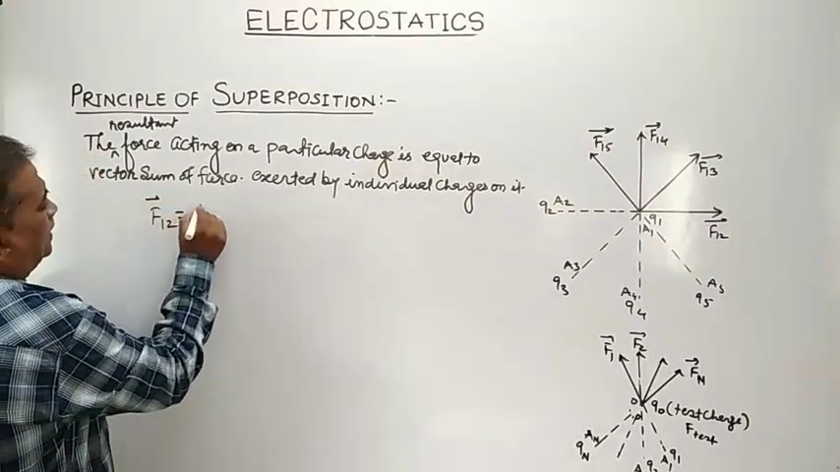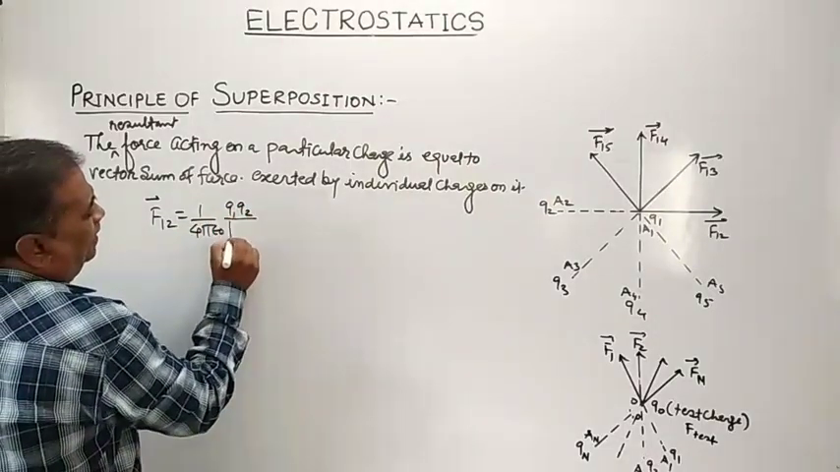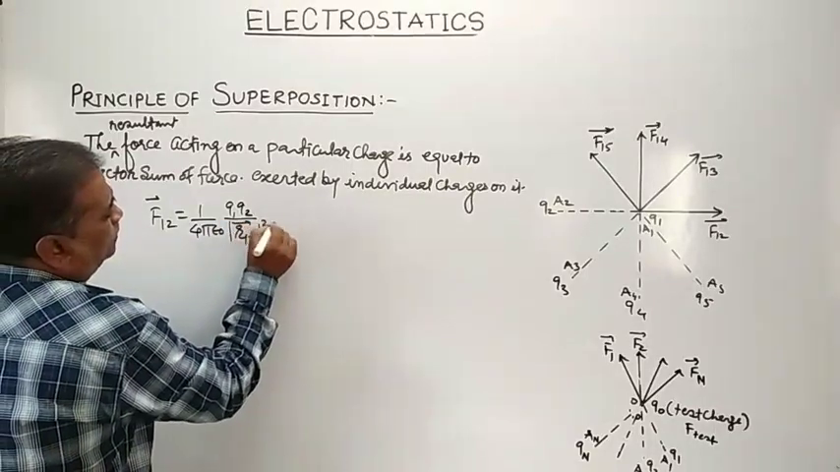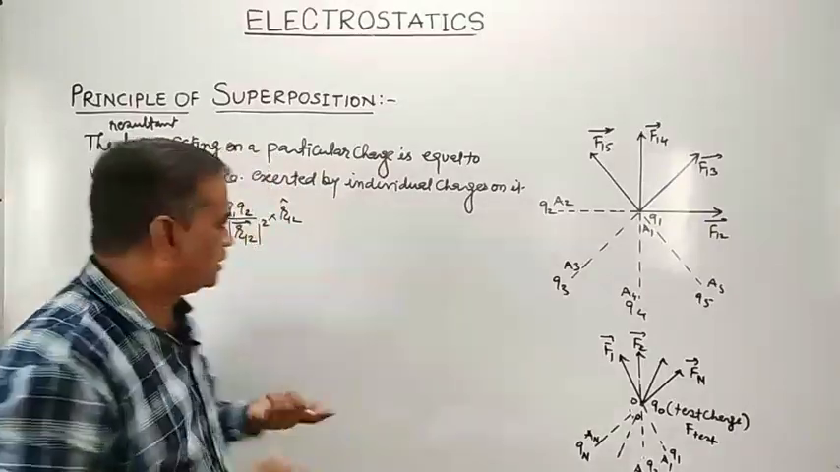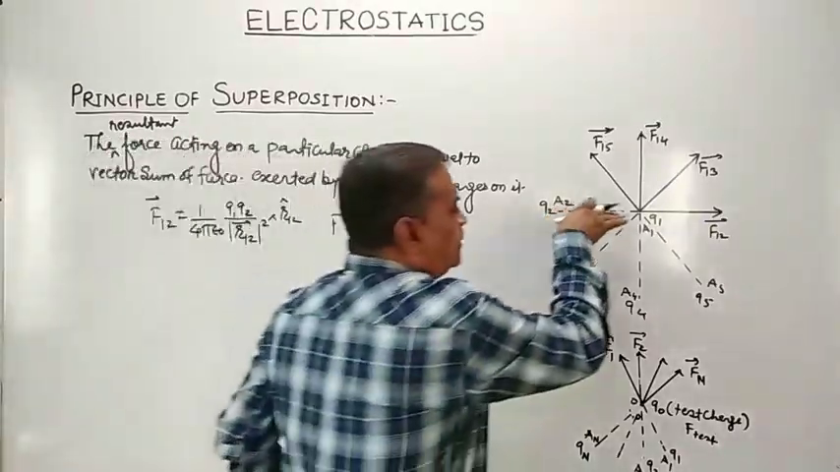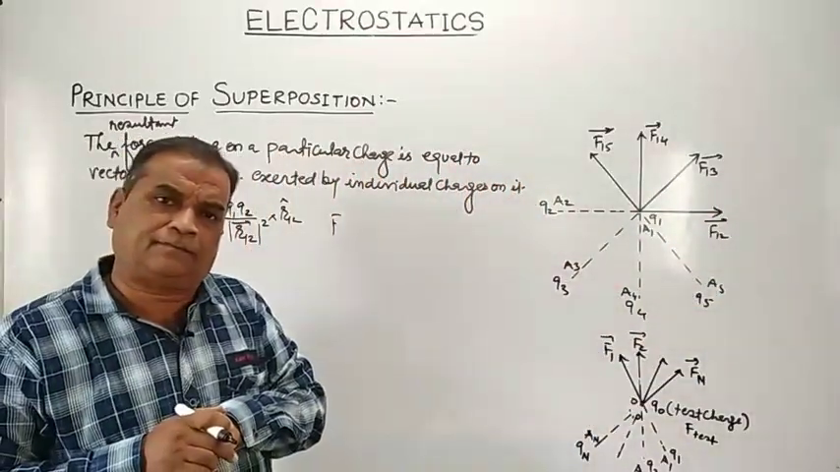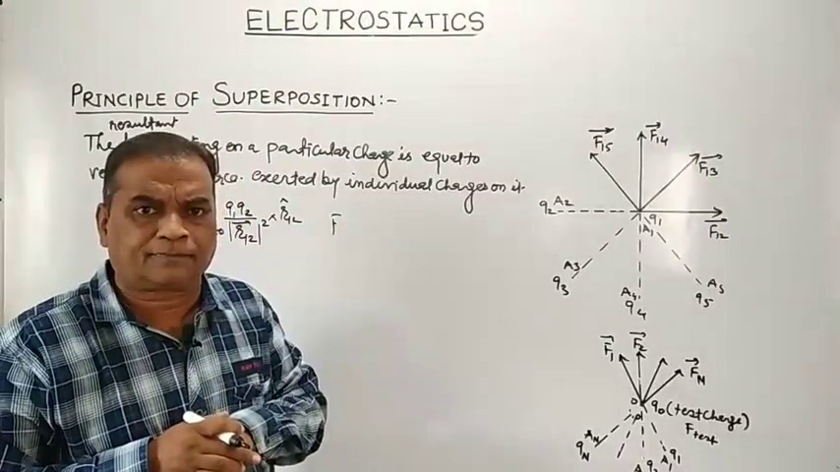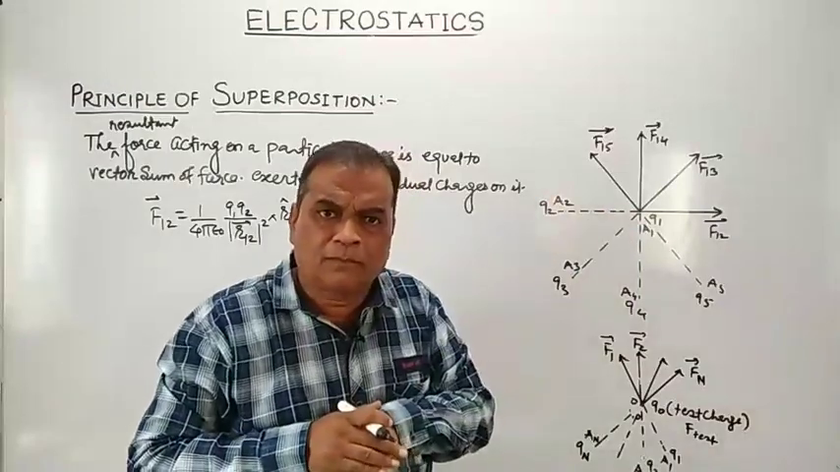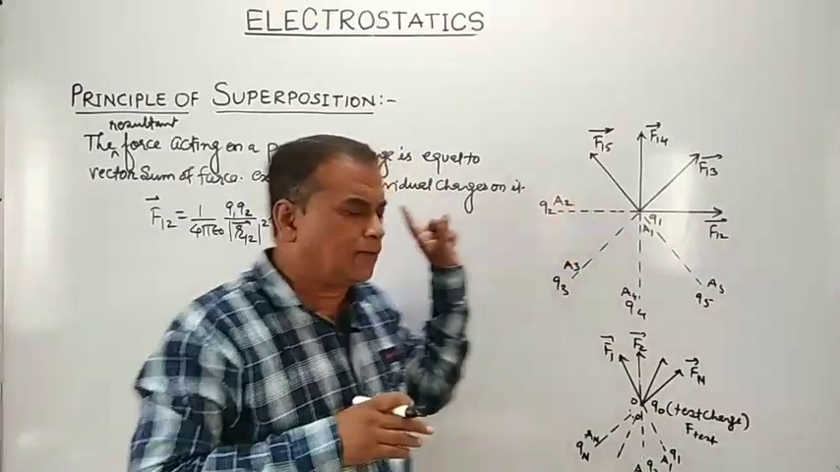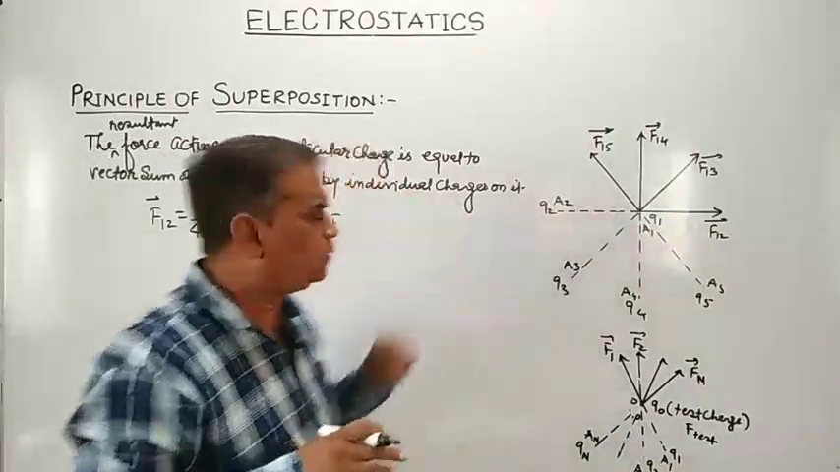Vector F12 is equal to 1 upon 4 pi epsilon 0, Q1 Q2 divided by mod of R12 whole square, into unit vector R12 cap. This force will act along this direction. Here R12 cap is a unit vector directed towards Q1 from Q2.